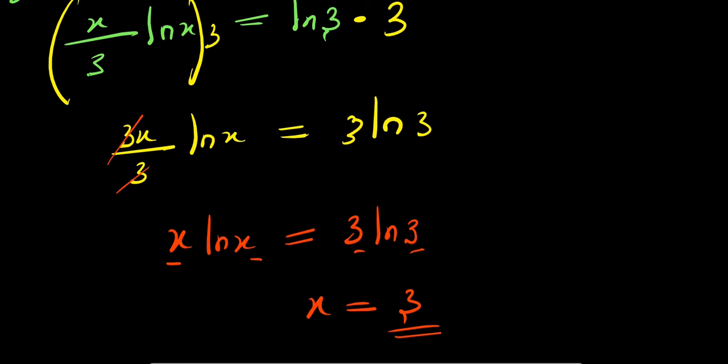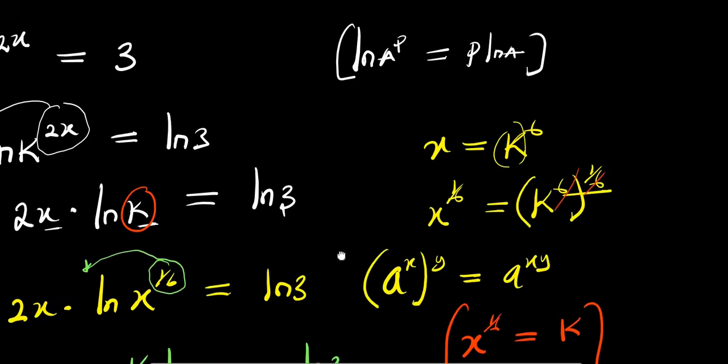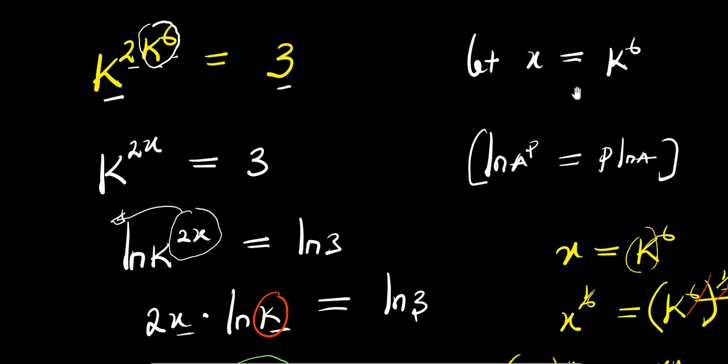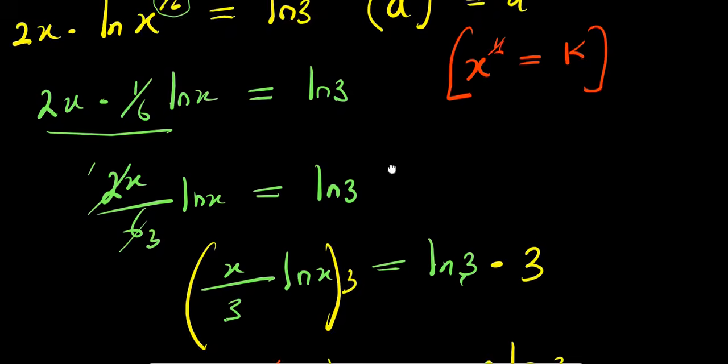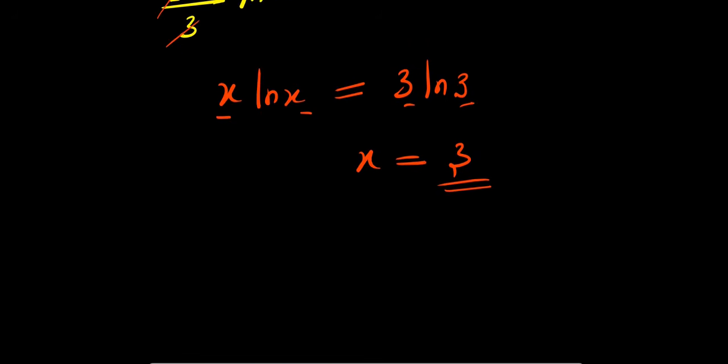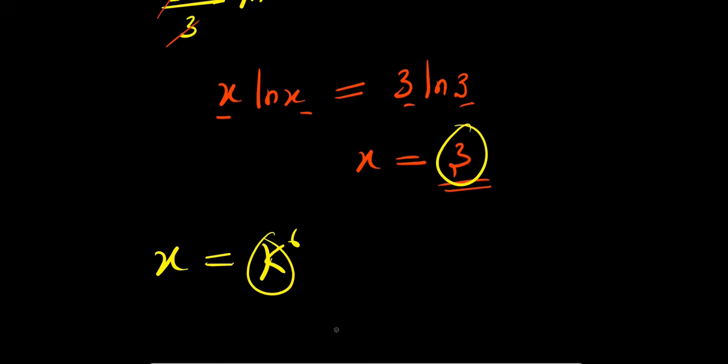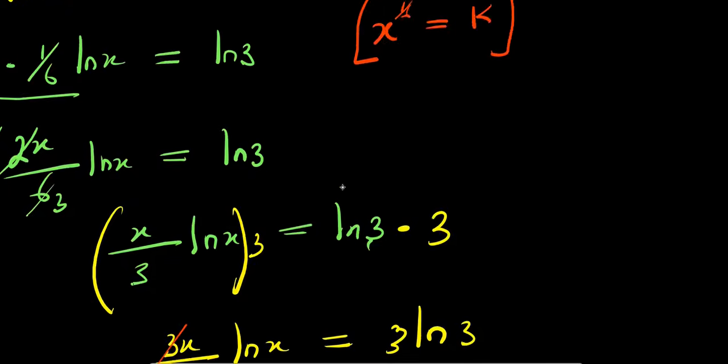Now we are solving for k. And from this equation, we have x equals k to the power of 6. So if x equals k to the power of 6 and our x is 3, that means I can easily isolate k, but I think I've done this already. Let me check.